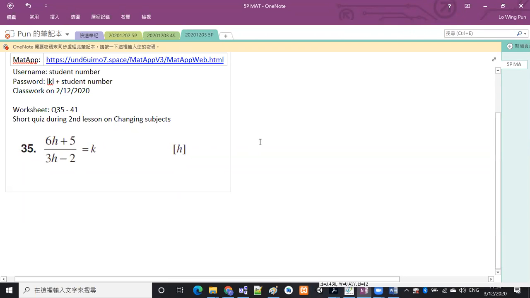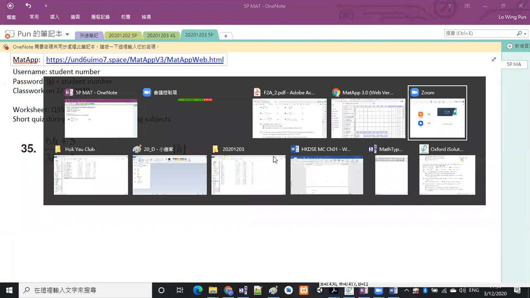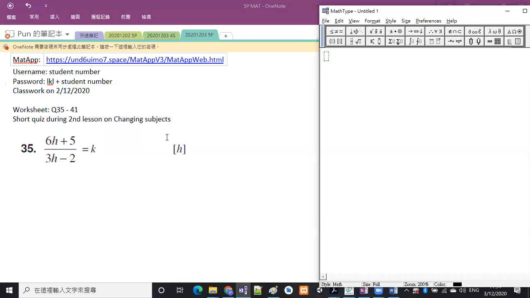So I want to change the subject to h, okay? And there is a fraction here. So 6h plus 5 over 3h minus 2 is equal to k, okay? So first thing we need to do is to remove the denominator. But there is just one single fraction on the left-hand side, okay? With the denominator being 3h minus 2. So I'm going to just multiply the denominator to the opposite side. So it becomes 6h plus 5 on the left, and then k times 3h minus 2 on the right.